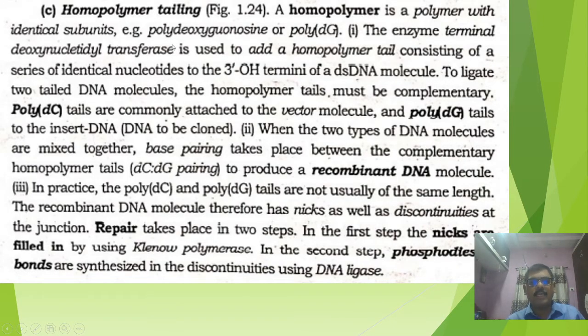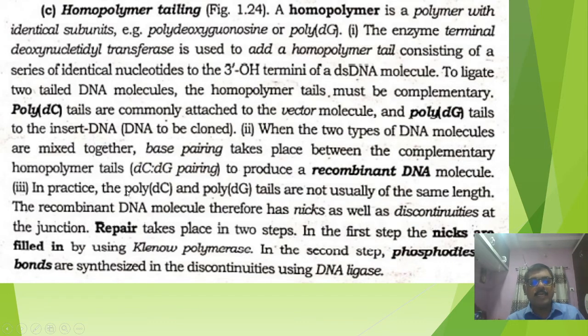Sometimes you may attach any type of homopolymer tail, such as polydeoxyguanosine or polydeoxythymidine. You can attach polycytosine tails, commonly to the vector molecule, and polyguanosine tails to the insert DNA. So when the two types of DNA molecules are mixed together, base pairing takes place between the complementary homopolymer tails, that is, cytosine to guanosine pairing, to produce the recombinant DNA molecule.